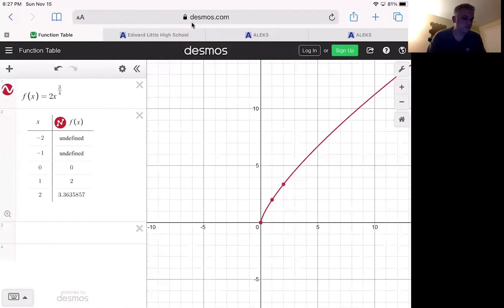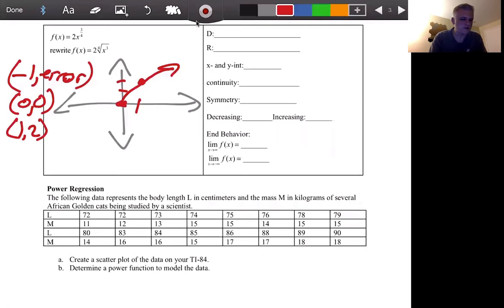Beyond that, 1, 2, and 2, 3.36, etc. are a couple more points that they have given you here, and they pop up there. So let's go ahead and graph it on our paper. Let's just plot a couple of points from here. We remember the shape of it. And now let's answer the questions here, asking for the domain.